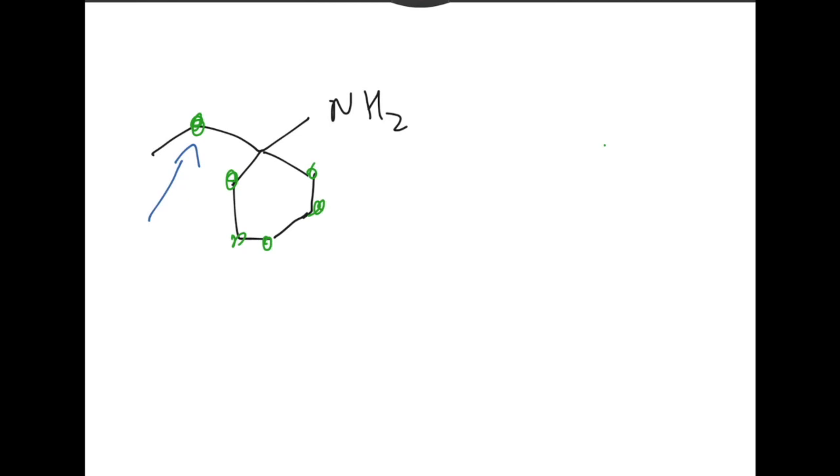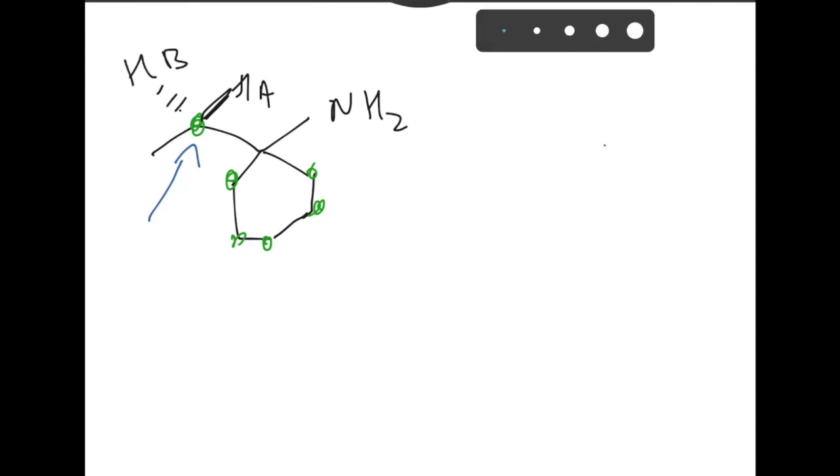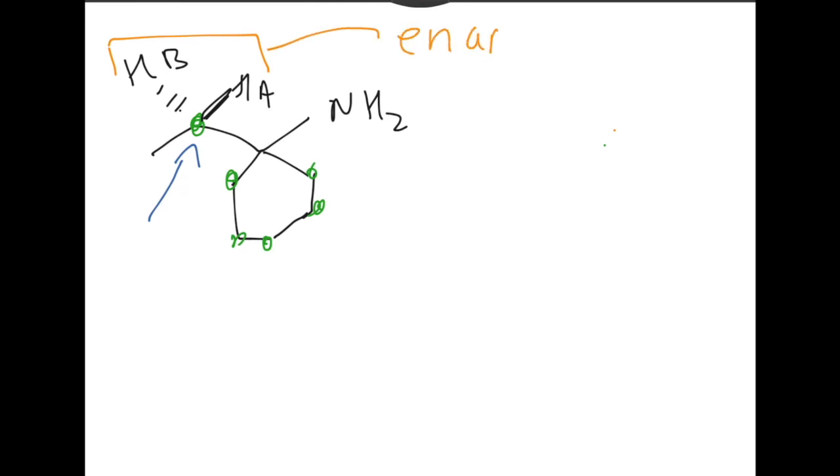But, okay. If we were to change the hydrogens on this to deuteriums, would I make enantiomers or would I make diastereomers? I'd make enantiomers. So that means these 2 hydrogens are enantiotopic.